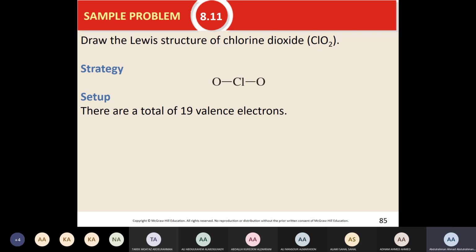Last thing I was talking about so far is the Lewis structure and how to draw the Lewis structure. I want you to be able now to draw it. Whenever we want to draw the Lewis structure, like this question, how should we do it? First, draw the Lewis structure of chlorine dioxide. Almost always, the first letter is the central atom. So you put this one as central atom.